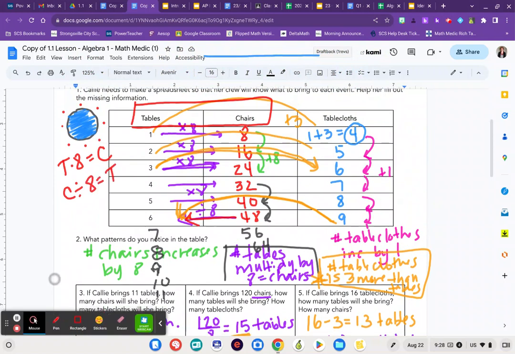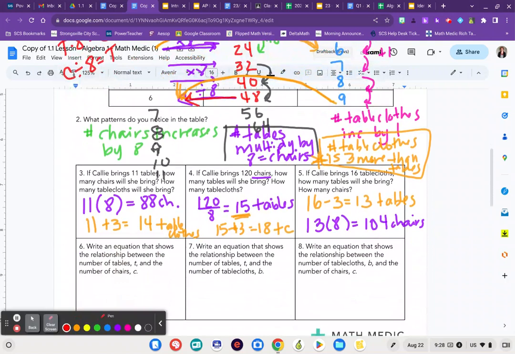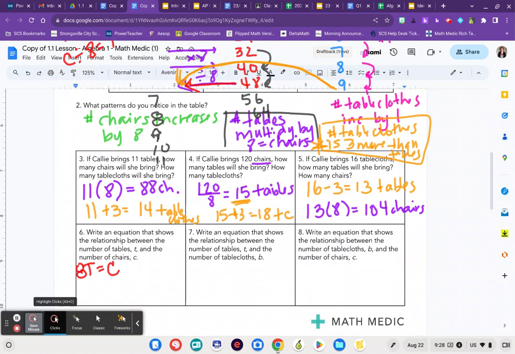And so I have 2 different ways of representing this. I could say, hey, if I start with tables, and there's 8 chairs per table, I can multiply by 8. So I'm going to say 8T. That gives me the number of chairs. Or if I know how many chairs there are, and I divide by 8, so divide by 8 could also look like this, C / 8, I can get the number of tables.